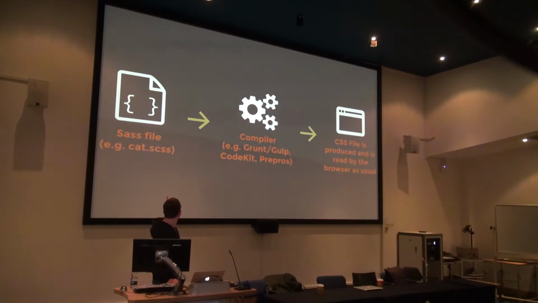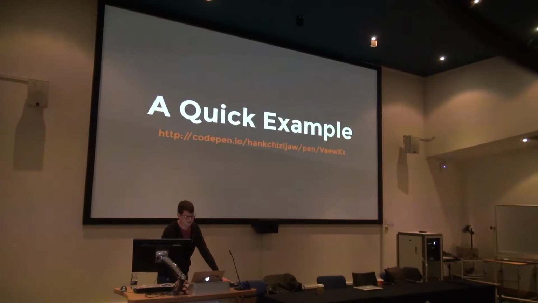So you've got, say, cat.scss, and that's compiled down with node-based tools like Grunt or Gulp, or software like CodeKit on the Mac, or Prepros, which is Windows-based. What that produces at the end is a CSS file, which is read by the browser and rendered as usual. I'm going to do a quick example to show you.